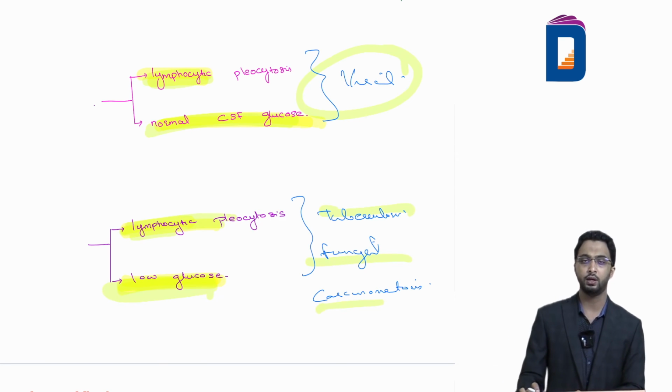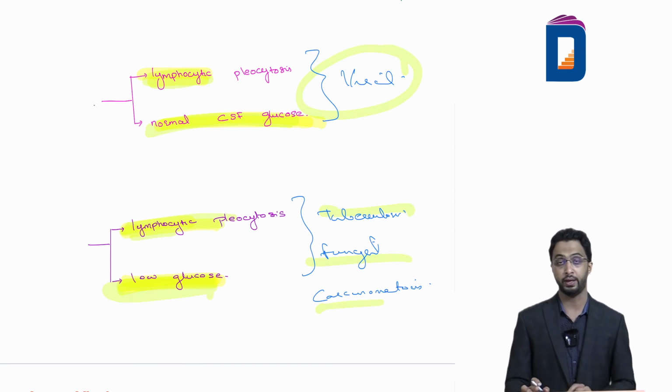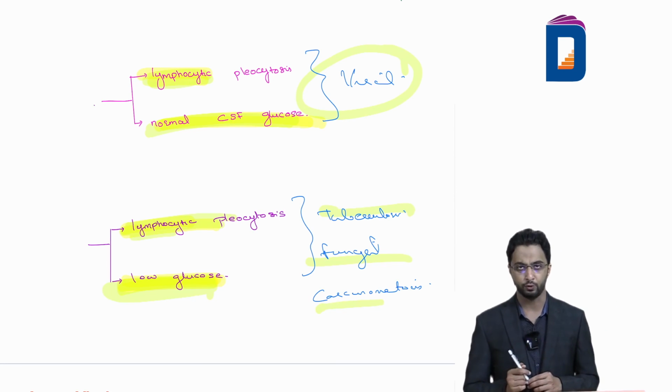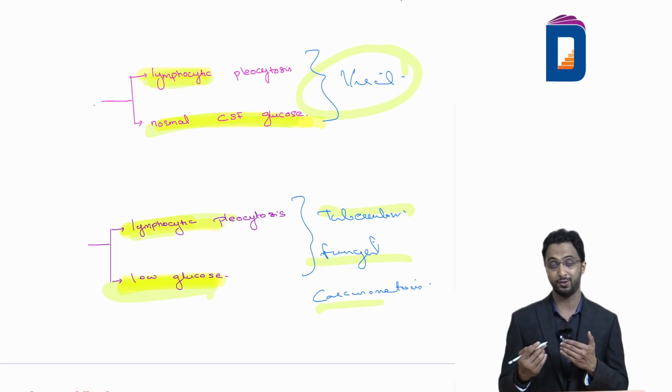In the next session, we'll discuss the viral infections and viral meningitis and subacute meningitis. So viral is acute meningitis. Then we'll go on to the subacute meningitis.